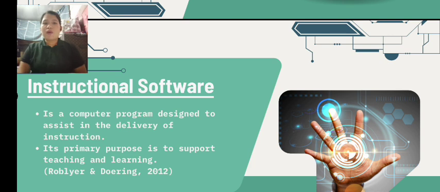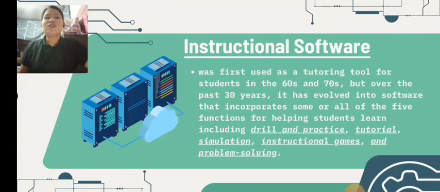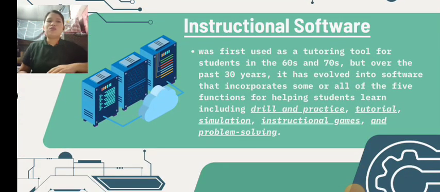Its primary purpose is to support teaching and learning, according to Roblyer and Doering, 2012. Instructional software was first used as a tutoring tool for students in the 60s and 70s, but over the past 30 years, it has evolved into software that incorporates some or all of the 5 functions for helping students learn, including drill and practice, tutorial, simulation, instructional games, and problem solving.